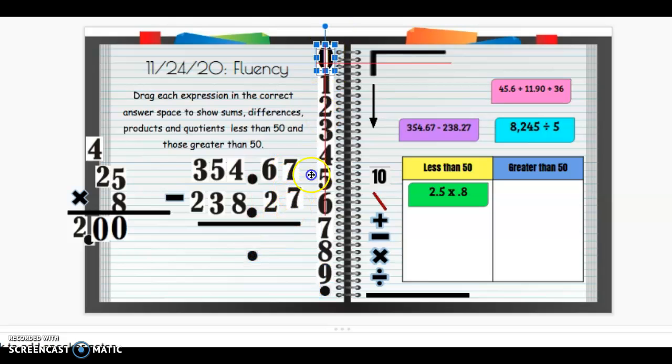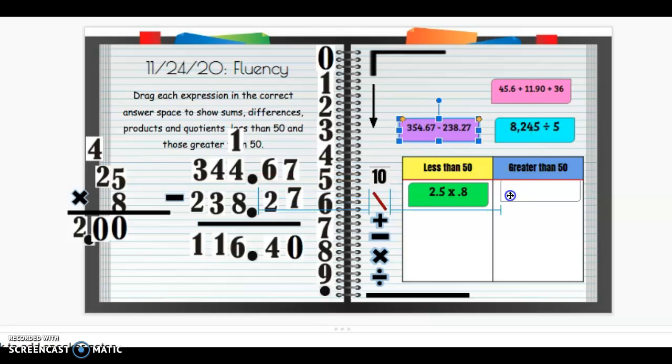7 minus 7 is 0. 6 minus 2 is 4. 4 minus 8, well, I can't do that, so the 5 becomes a 4. The 4 becomes a 14. 14 minus 8 is 6. 4 minus 3 is 1. 3 minus 2 is 1. So if I get 116.40, that is greater than 50, so it goes in the greater than side. So I still have 2 more problems, and I need to solve them.